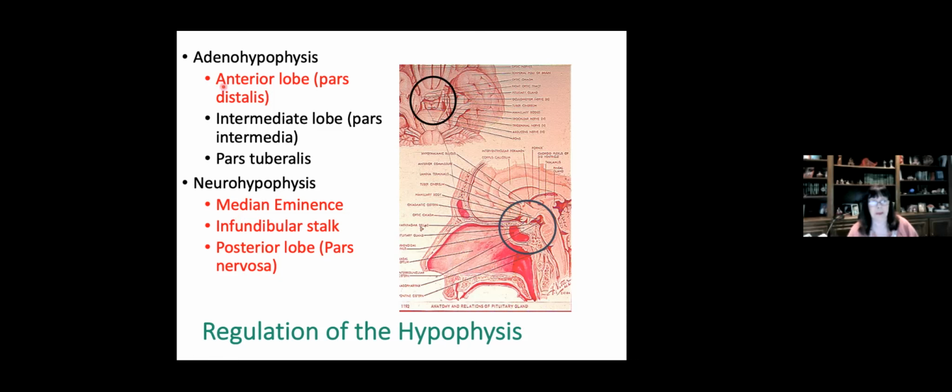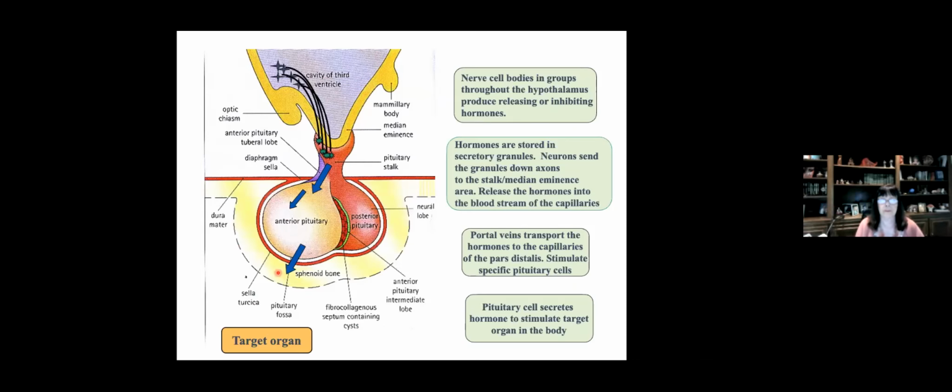But basically, I'll give you some of the landmarks here. So the anterior lobe can be seen closest to the nose. So it'd be right here. And then right here, you see this funnel-like thing. The floor of the hypothalamus is the median eminence. And this stalk connecting to the posterior lobe is called the infundibular stalk. And then you have the posterior lobe right here. So these are some of the landmarks, and you'll be seeing them over and over again. So it won't be that difficult. And you can see how close it is to the hypothalamus.